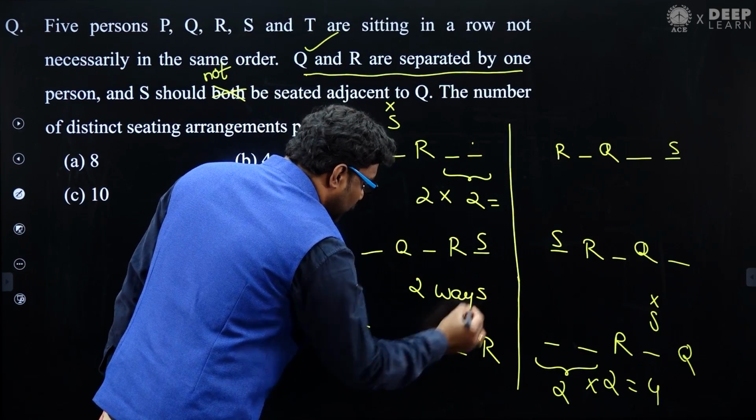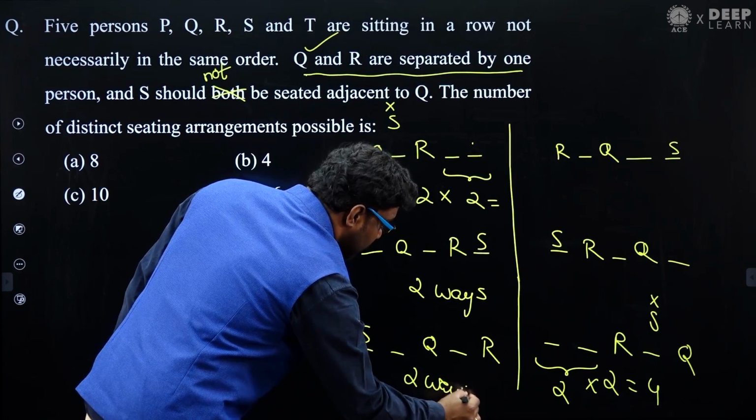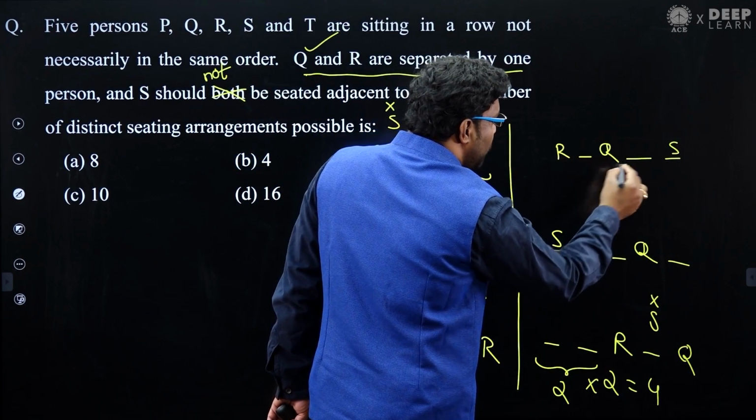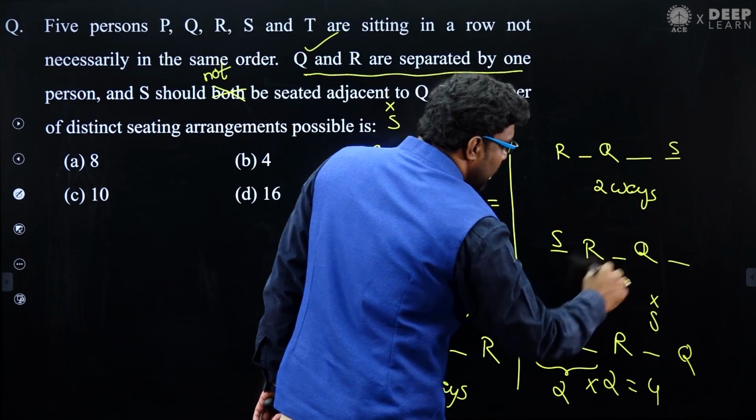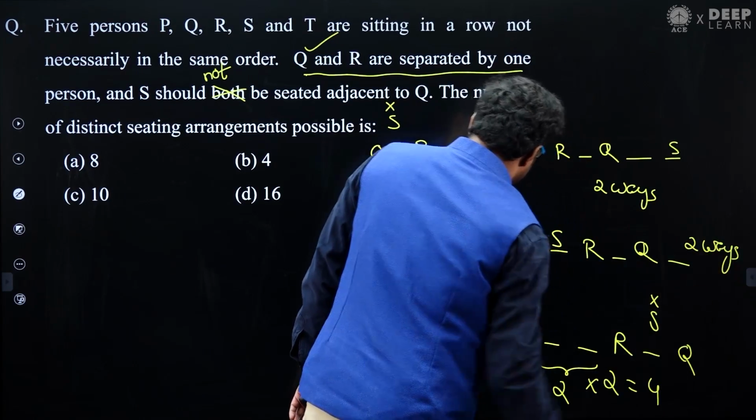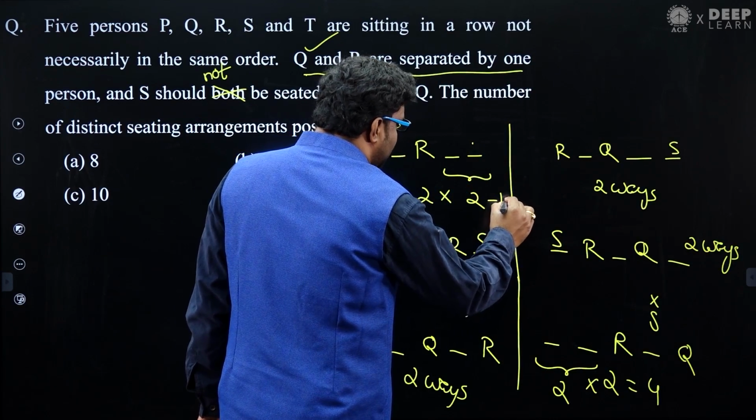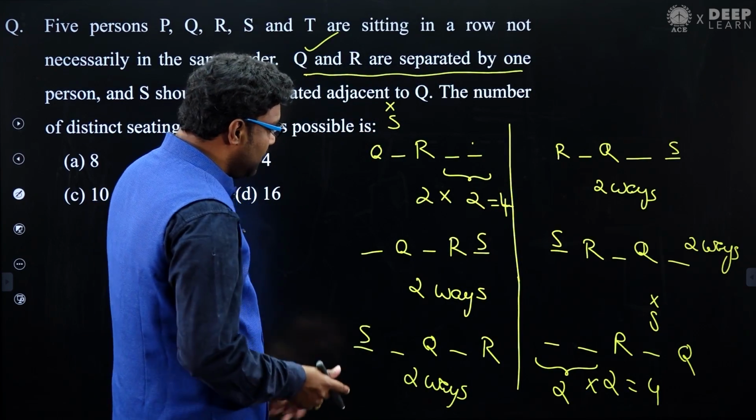If you just map two ways, here also two places, two persons, two ways to arrange. Here also two places, two persons, two ways to arrange. In total, my dear friends, if you calculate all together, what is that?